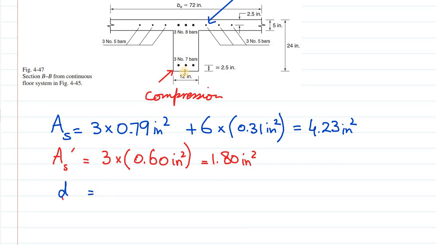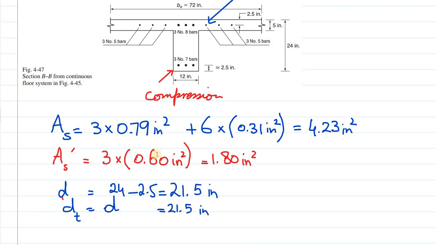In this case, D is the distance from this compression face up to the centroid of this tension steel. So again, you can take it equal to 24 total depth minus this distance. This can be taken equal to 2.5 inch again. So you can simply write that D is equal to 24 minus 2.5 equal to 21.5 inch, and dt, because this tension reinforcement this time is in a single layer, so d and dt are the same, dt is equal to d, which is 21.5 inch.